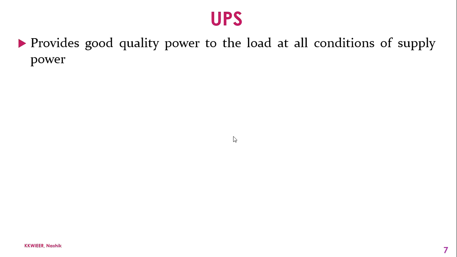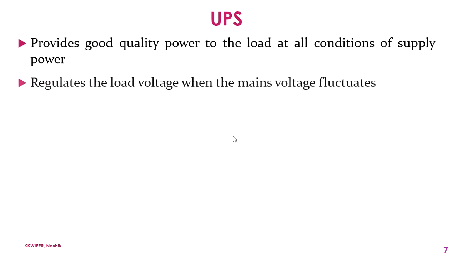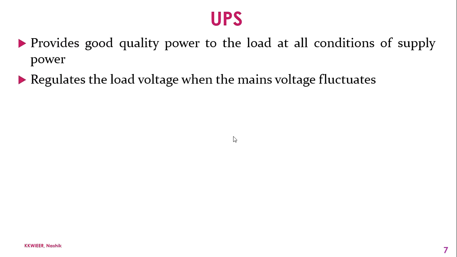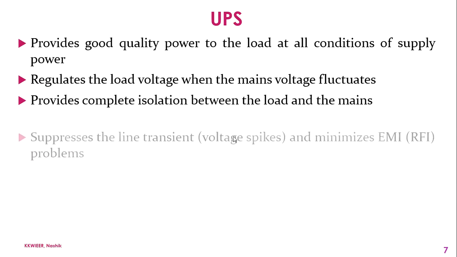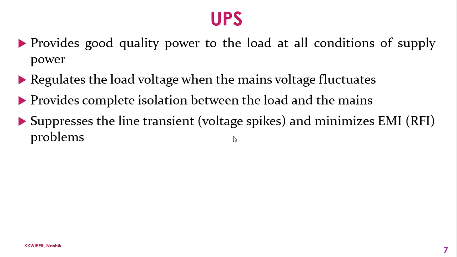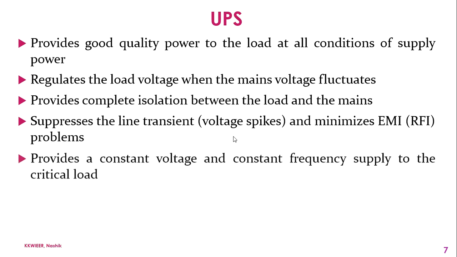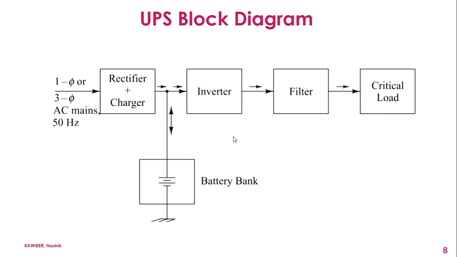This UPS provides good quality power to the load at all conditions of the supply power. It regulates the load voltage when the mains voltage fluctuates. It provides complete isolation between load and the mains. UPS suppresses the line transients, that is, voltage spikes, and it minimizes EMI, that is, RFI problems. It provides constant voltage and constant frequency supply to the critical load. So these are the functions of UPS. Now we will see the block diagram.